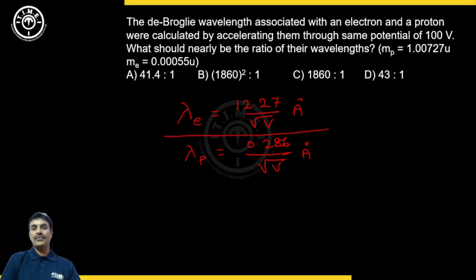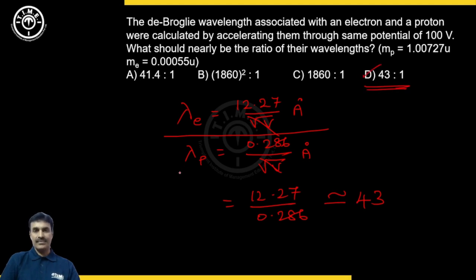It is the wavelength ratio of the first particle given, electron, and the second one, proton. Electron, proton, the same order we have taken. No need to substitute these masses again. So root V and root V get cancelled. You are left with 12.27 by 0.286. This is almost equal to 43. So 43:1 is the correct answer for this question.